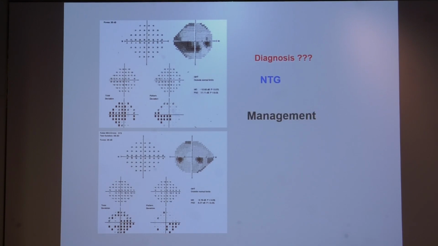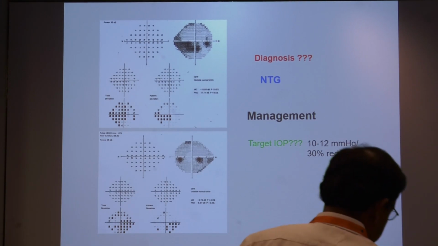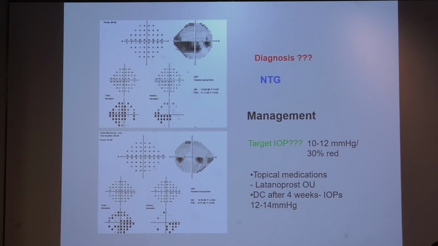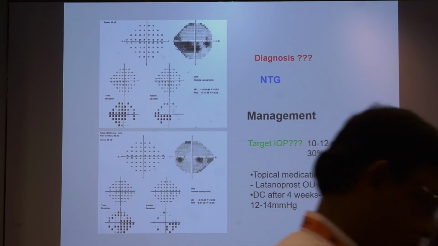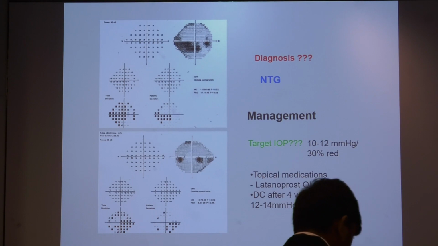And the management, as has already been described, is that 30% intraocular pressure reduction has been suggested by the Collaborative Normal Tension Glaucoma Study. The target IOP thought about in this patient was around 10 to 12 millimeters of mercury. For that, the patient was prescribed latanoprost in both eyes, and after 4 weeks the IOP was found to be 12 to 14.